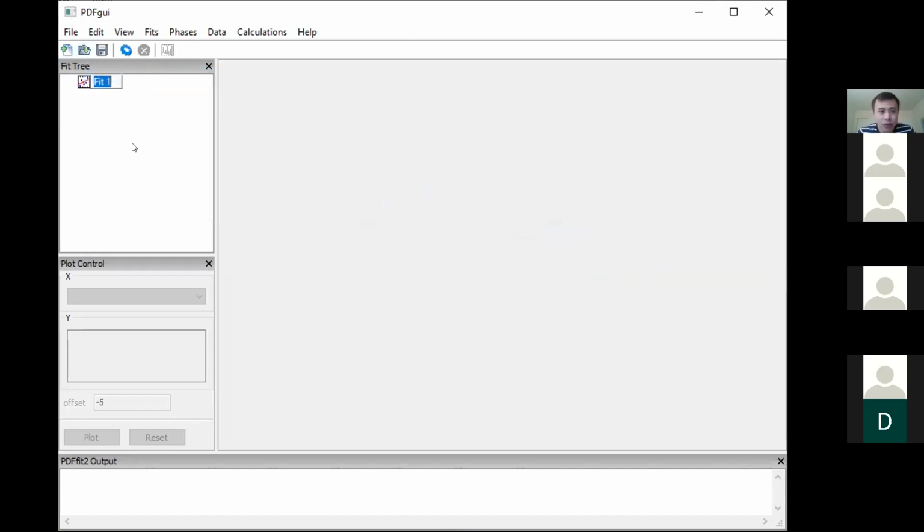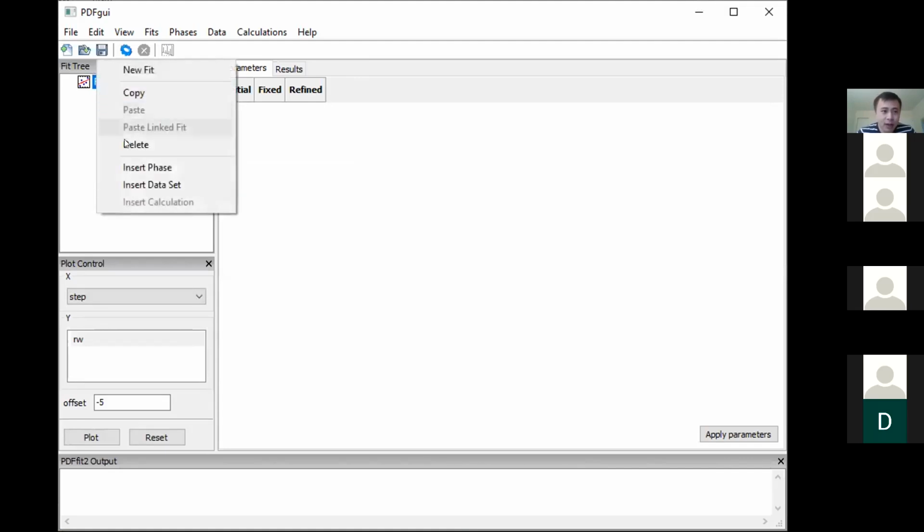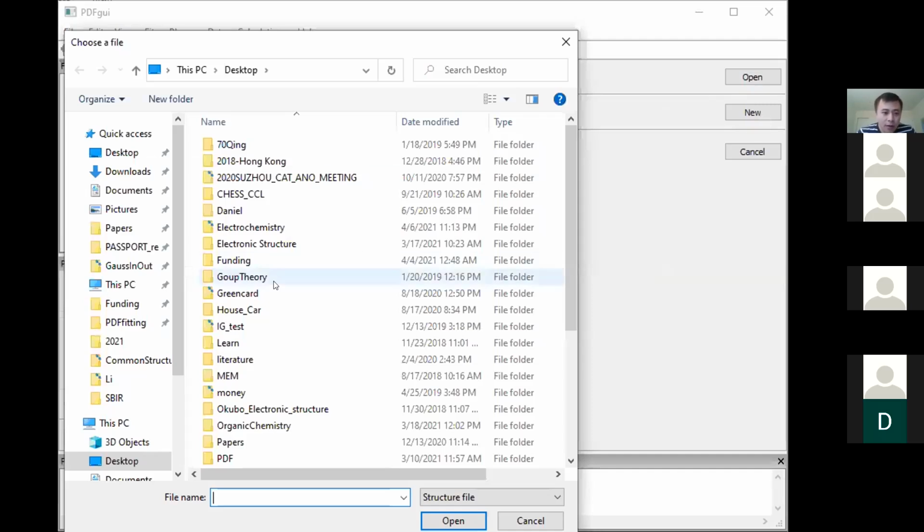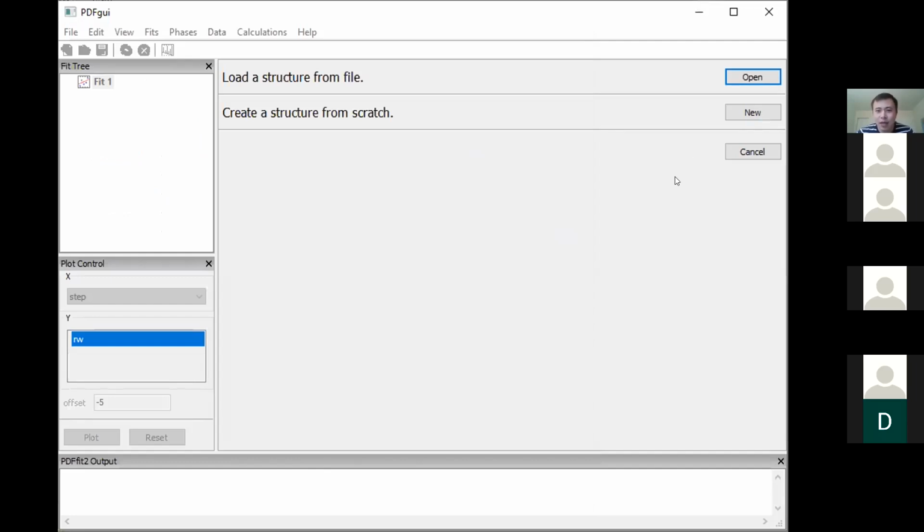Okay, so we do the same thing, new fit, but this time we're fitting the Nico standard. And we insert the phase. I'm sorry, I think I forgot to send you the Nico file, but the Nico file is very simple, so we can start from scratch. You can keep in mind, Nico is based on the FCC structure. It's a highly symmetric face-centered cubic.